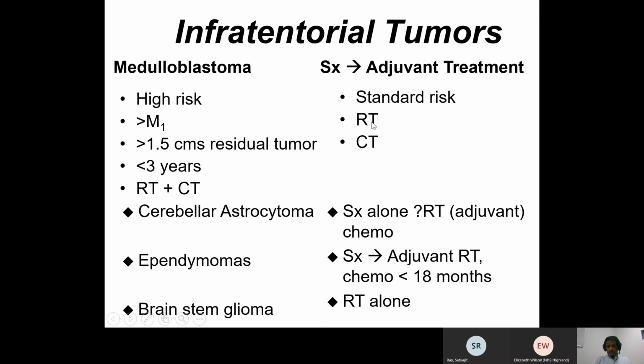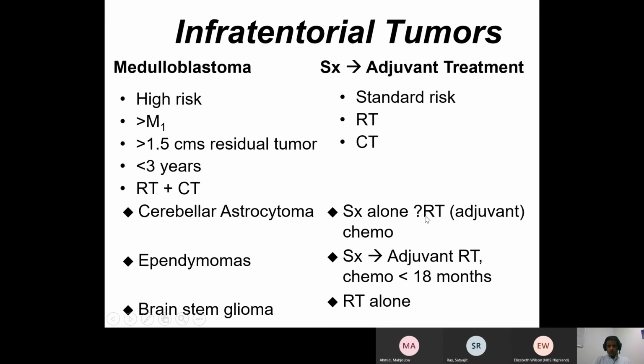Standard risk children are treated with radiotherapy and chemotherapy. All the others fall into the standard risk. And then you do radiotherapy first and then standard chemotherapy after that. Astrocytomas, if they are surgically resected, you don't really need to do any more treatment. If they're completely resected, you can just follow them up with scans.